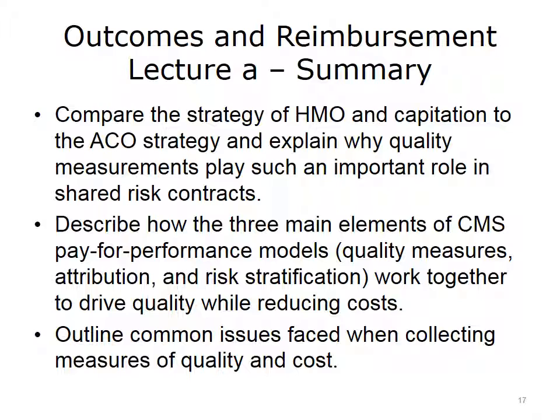This concludes Lecture A of Outcomes and Reimbursements. In summary, this lecture provided background information about the old HMO model, how HMOs compare with ACOs, and how ACOs are designed to ensure quality and reduce costs. Then we took a closer look at how quality measurement, attribution, and risk stratification work together. Finally, we looked at challenges in measurement and reporting.